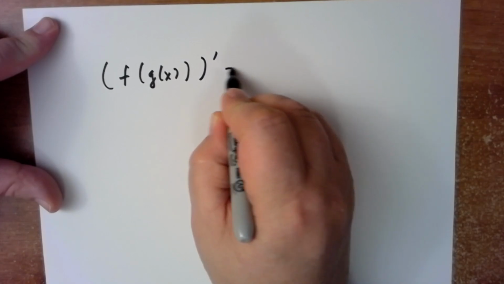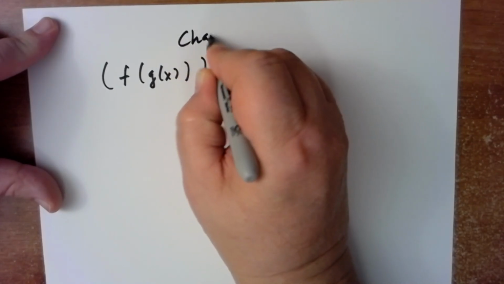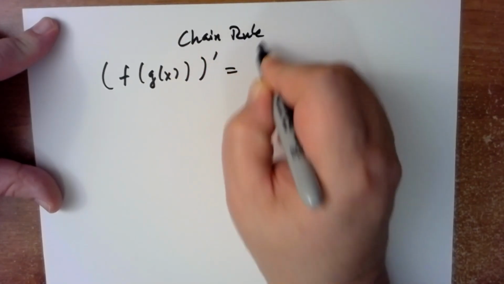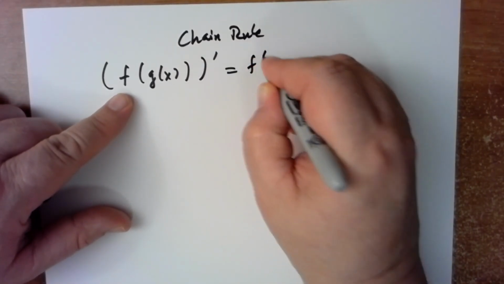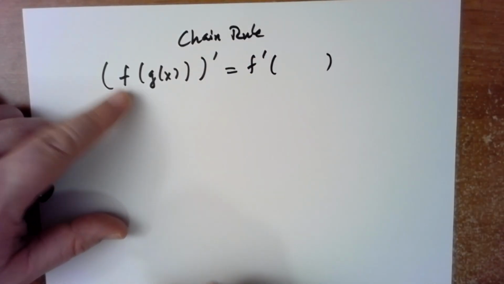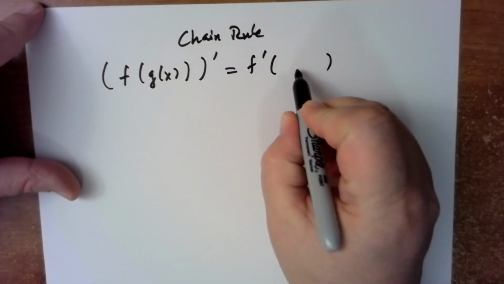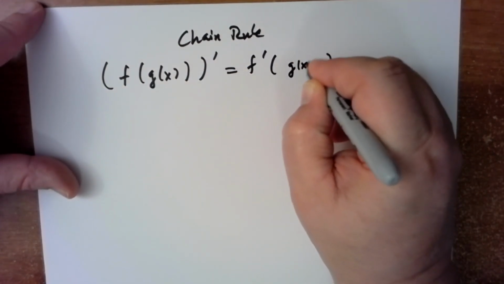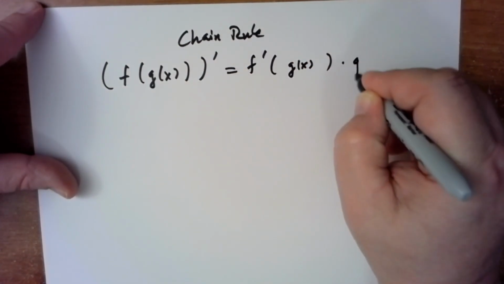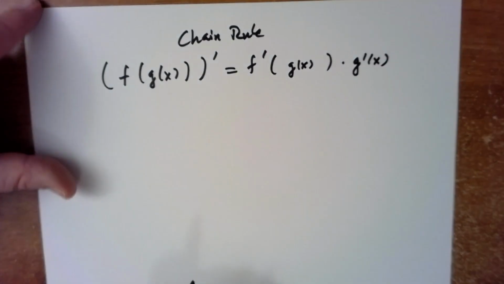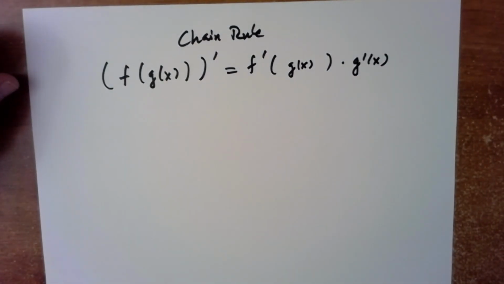And so the chain rule says, take the derivative of the outside function and then evaluate at the inside and then multiply by the derivative of the inside. Okay.